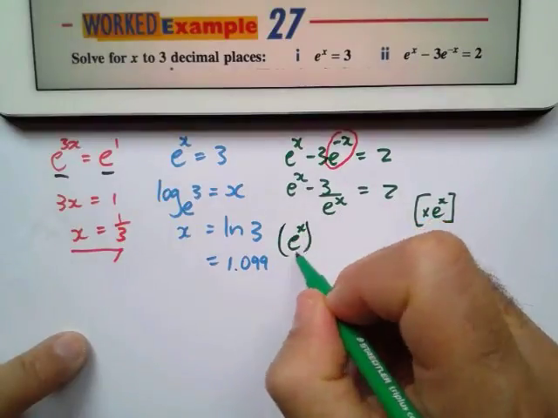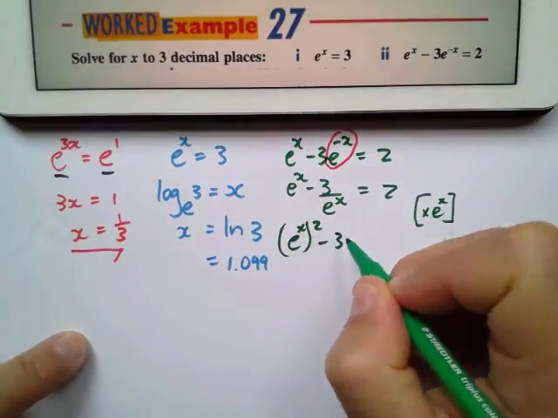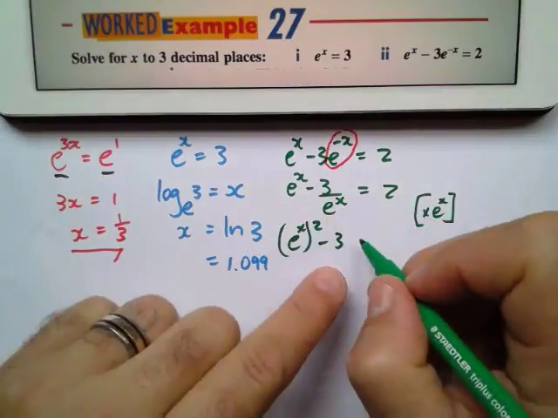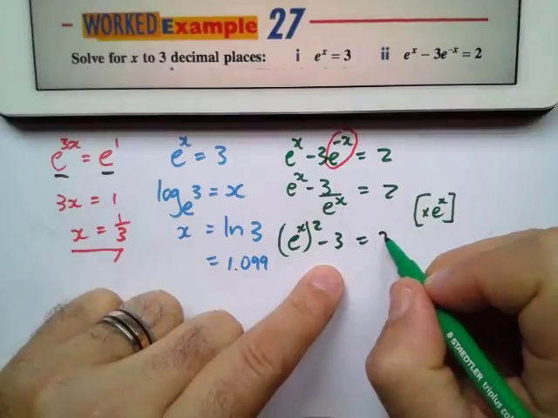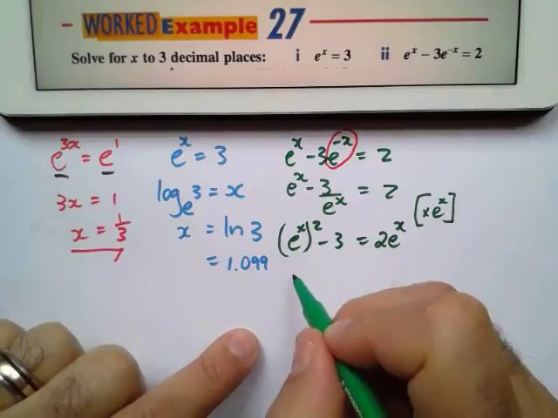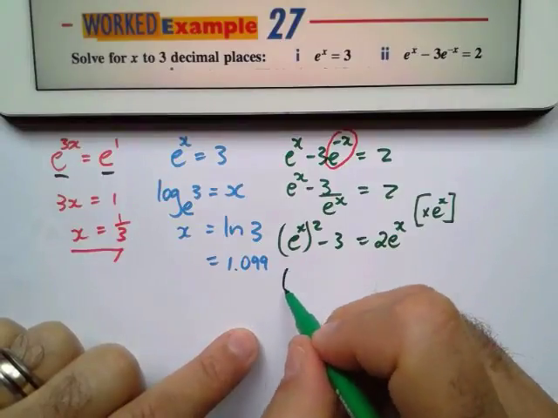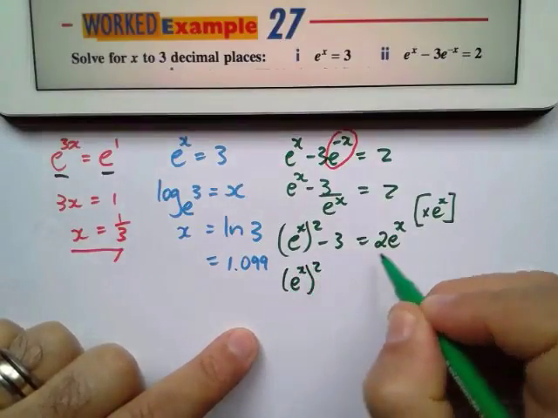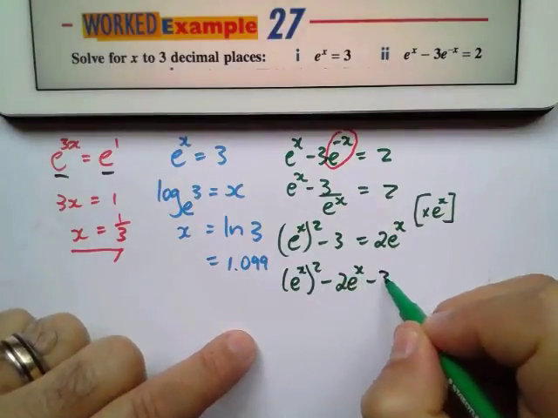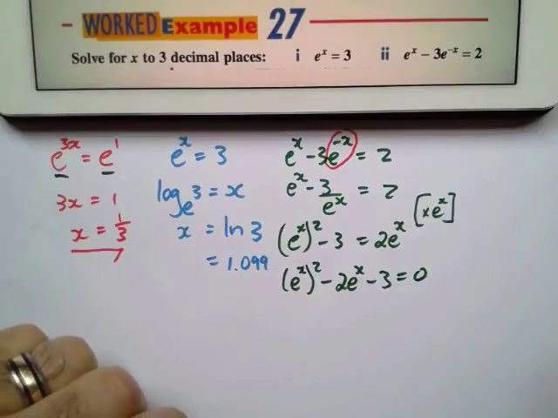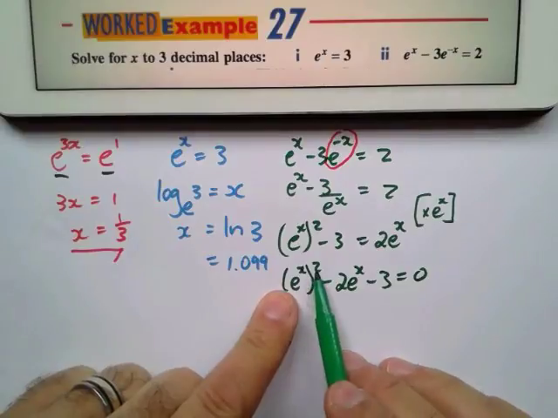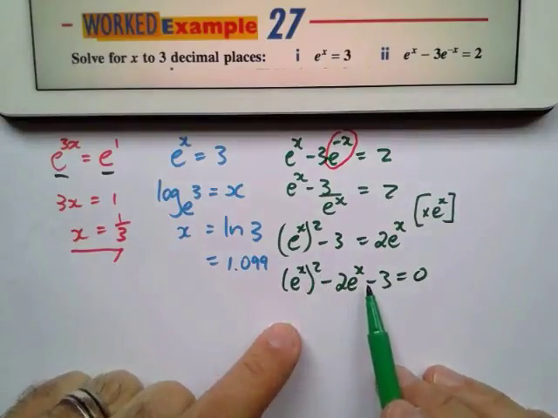e to the power x squared minus 3. If I multiply this by e to the power x, it cancels and falls away. And if I multiply this with 2, it becomes 2 e to the power x. I'm going to rearrange this. This becomes e^x squared minus 2 e to the power x minus 3 equals 0. Now, this is a quadratic equation. I've got e to the power x squared and I've got e to the power x.